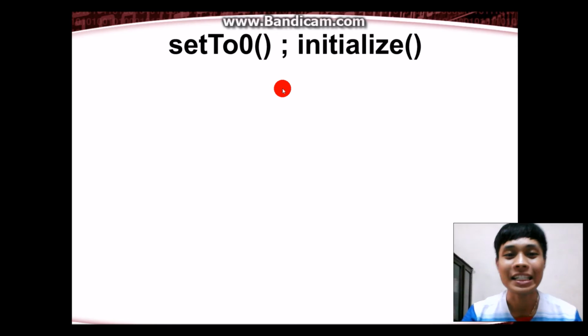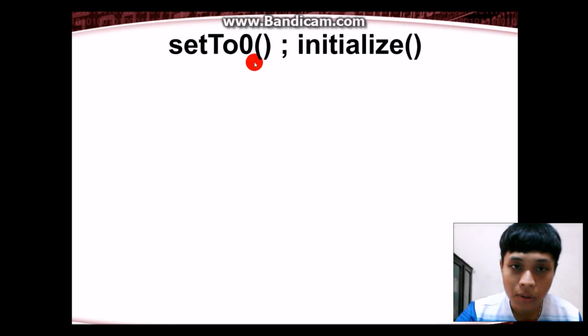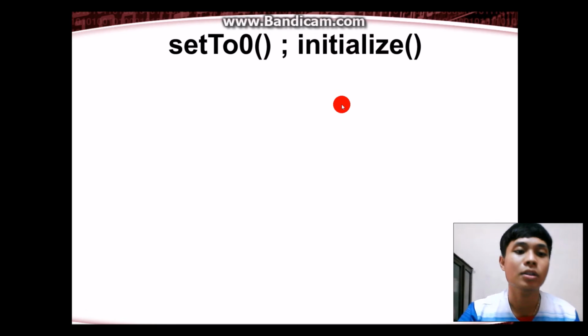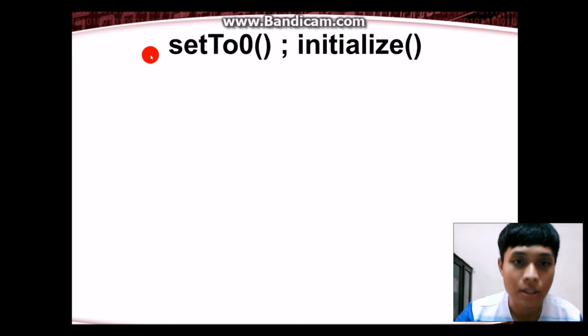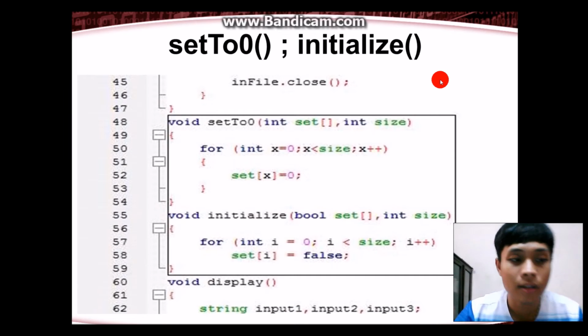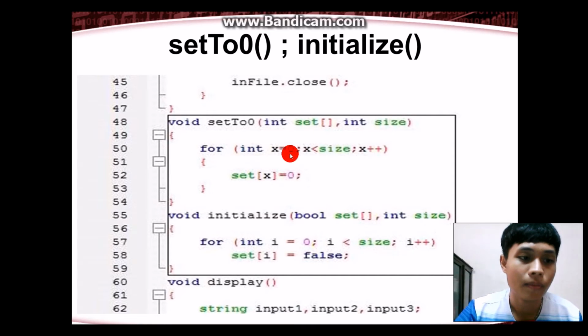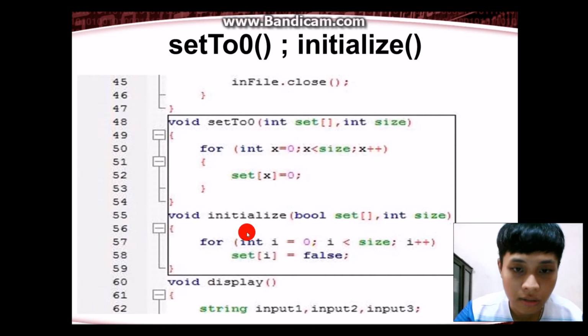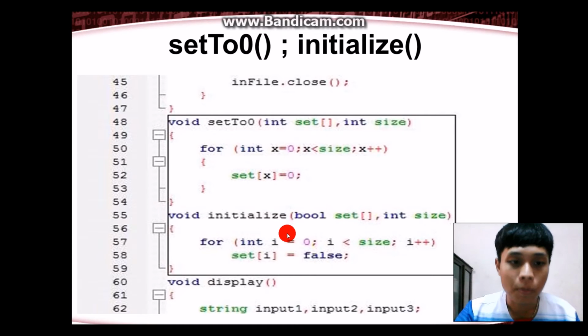My name is Nguyễn Đình Nhắn. I find this project challenging. I completed three functions: set to 0, initialize, and continuing. Now I will begin with the set to 0 function. This function is meant to set all the data in the integer array to 0, and the function initialize is meant to set all the data in the Boolean array to false.